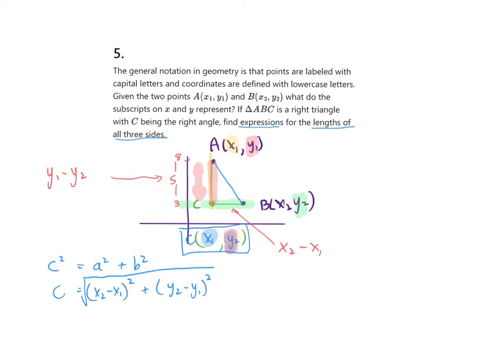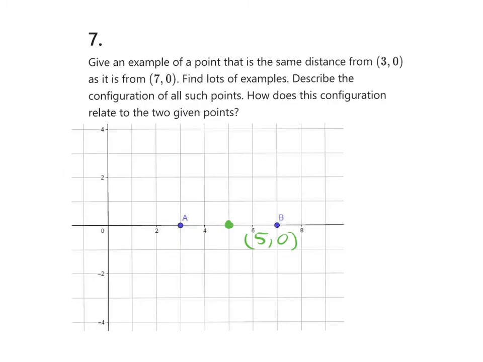This might look familiar to you. Some of you already know this, that this is the distance formula. It tells you the distance between A and B. So in this problem, we're supposed to find a point that's the same distance from (3, 0) as it is from (7, 0). And the first point I thought was kind of easy, just halfway in between, it's (5, 0).